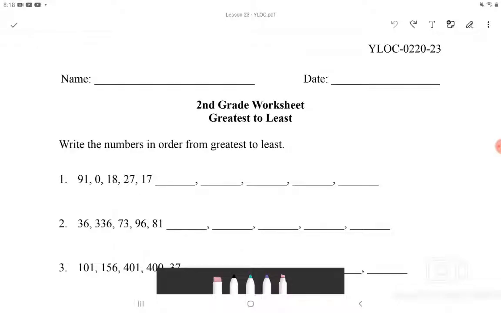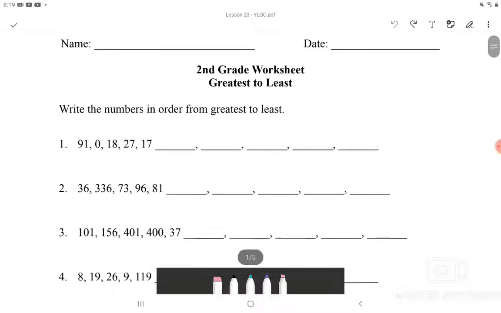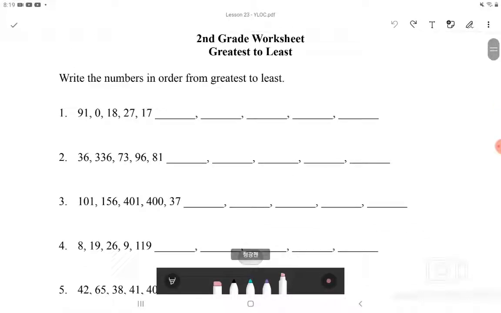This video is for 2nd grade lesson 23, and I will be doing some of the questions to help you with these type of problems. The first section is about writing the numbers in order from greatest to least, and this means that you have to write the numbers from the biggest number to the smallest number to make it easier. Number 1 is the first problem that I will be doing.